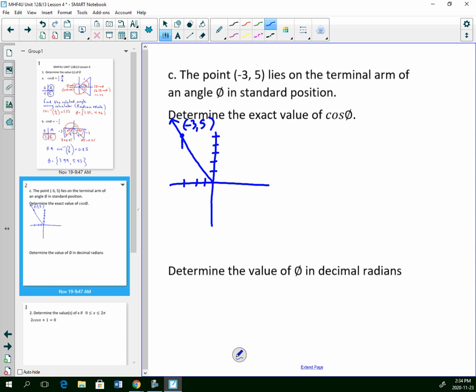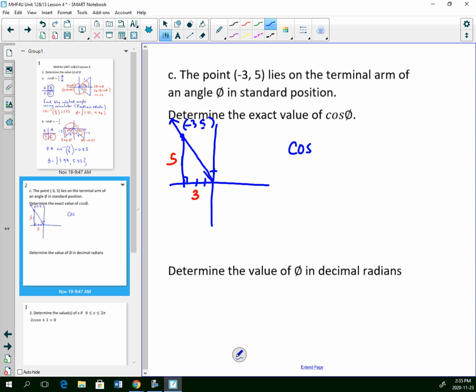So I'm going to create a triangle by joining that point up to the x-axis. By giving me that point, I know that this side length is 3 and this vertical side is 5. To get to that point, I had to go left 3 and up 5. So that gives me 2 sides of the triangle.